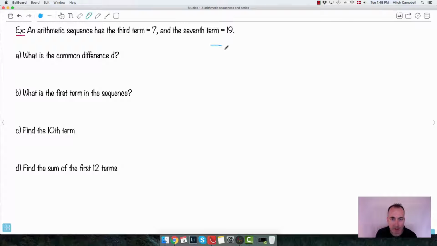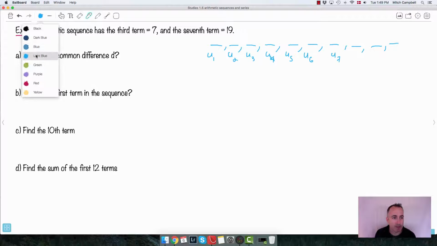What I like to do is actually just write them down like this. Put a placeholder. 3, 4, 5, 6, and 7. So this is U1, U2, U3, U4, U5. This didn't look like a 4. There we go. U6 and U7. All right, and you can keep going forever. So all we know is that the third term is 7. So watch this. I'm going to put in what I know.